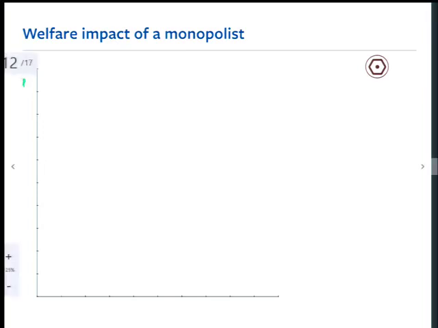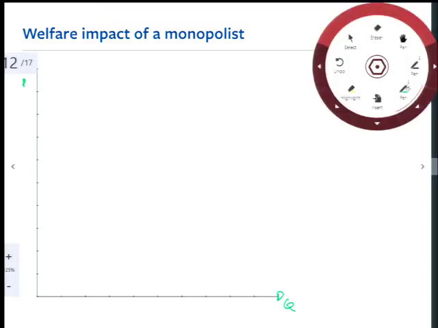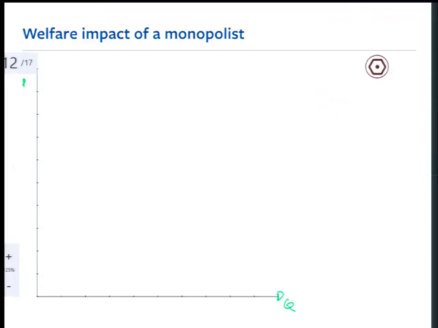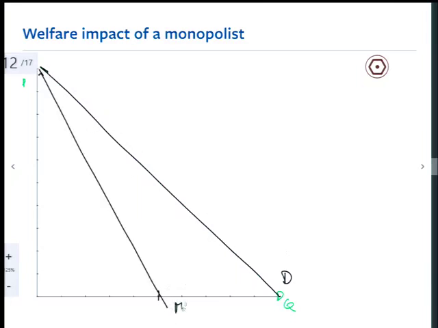Here's my price. Here's my quantity. Let's draw this to scale. Demand, marginal revenue. I do this fast now, and you will be able to do this fast too. Marginal revenue, this is demand. Let me draw you a nice, simple, linear marginal cost curve. What the monopolist does is sets marginal cost equal to marginal revenue. This is what the monopolist produces.